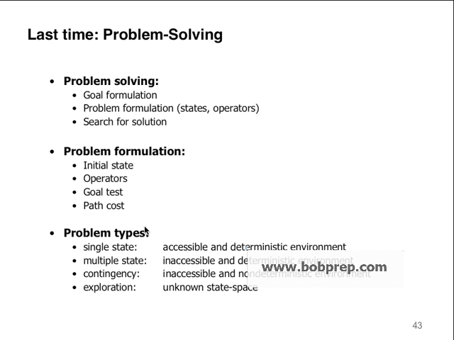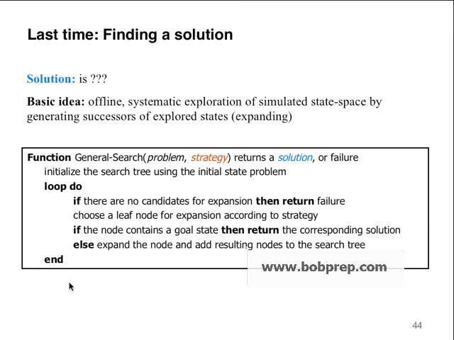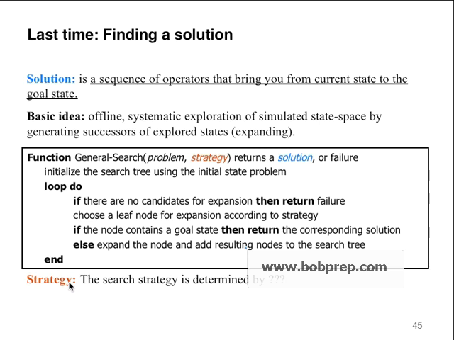In terms of the problem states, we talked about this before. This is a little bit of a review before we broke out, where we have a single state, a multiple state, contingency, and then we have exploration, which is another state that we can apply to unknown state spaces. Last time we also talked about the concept of finding a solution. And so the solution is, well, that's a good question. What is the solution? It's a sequence of operators that bring you from the current state to the goal state.